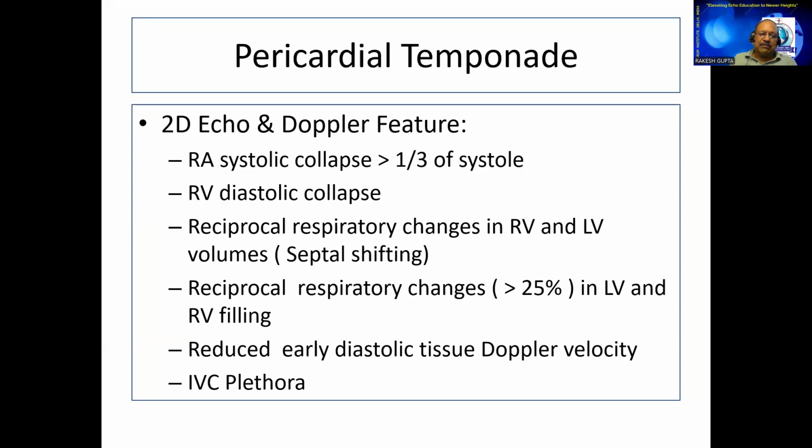At this point, first of all, I'd like to explain to you: during inspiration in a normal subject, the inspiration leads to an increase in intrathoracic pressure, leading to an increase of blood flow from IVC to RA and RA to RV. So the tricuspid flow velocity will increase.